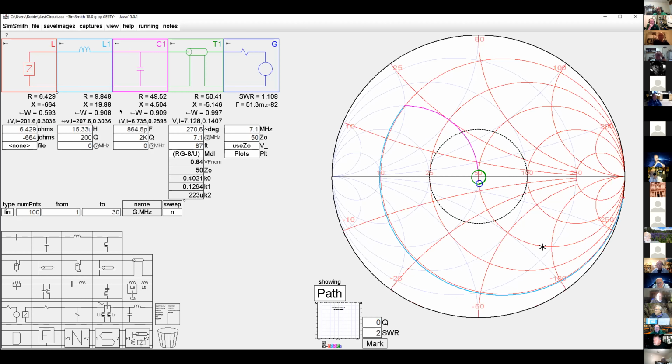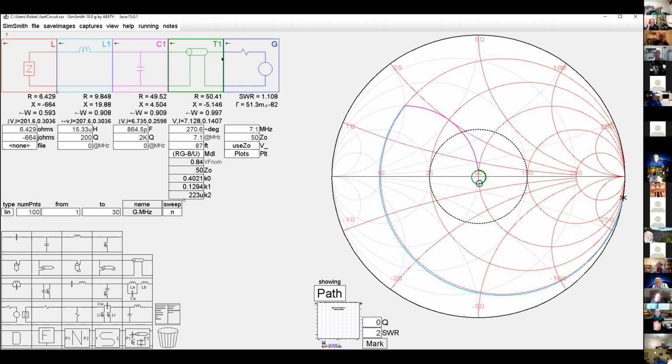So I would argue that this is a pretty good matching system for this particular load. I have 6.429 minus J664 up here. Here's the point. I have an SWR of about 1300. Looks ridiculous, but at the network here, I have a resistance of 49.52 ohms and a reactance of 4.5. So I've gone way down.